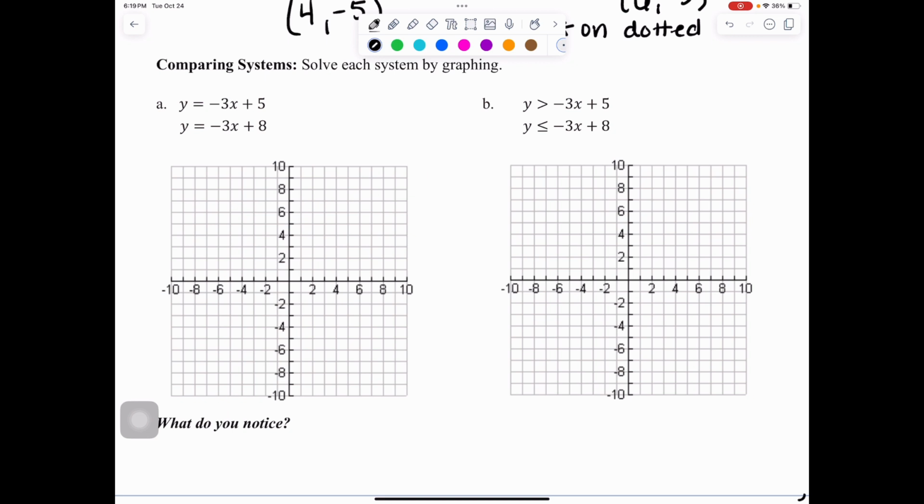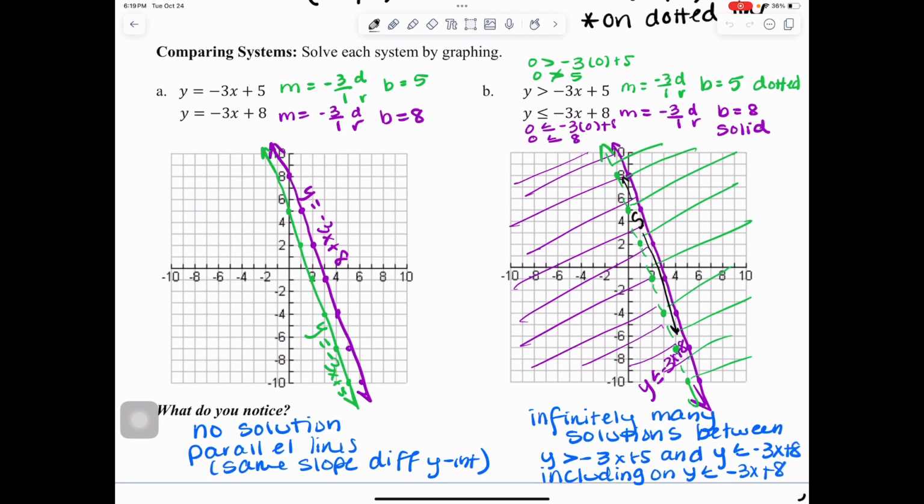And so now that you had a chance to try, here's a chance to check your answers. So for y equals negative 3x plus 5, the slope was negative 3 over 1. You should have gone down 3 to the right 1. Your y-intercept is 5. For y equals negative 3x plus 8, your slope is negative 3 over 1. So you go down to the right, but you're starting at 8. So when you graph these, you end up with no solution. These are parallel lines. They're never going to cross, so there is no solution.